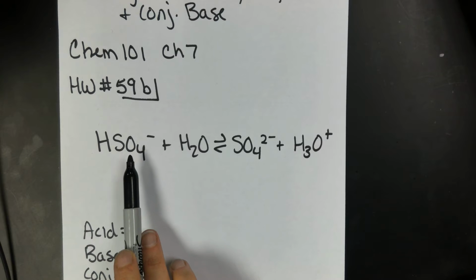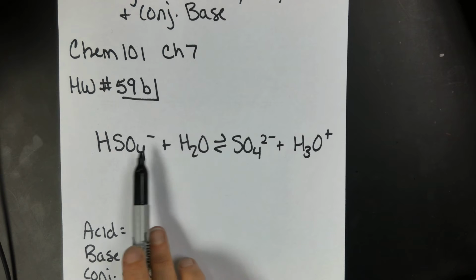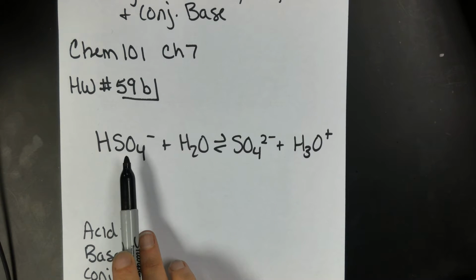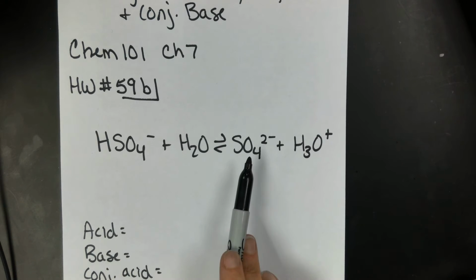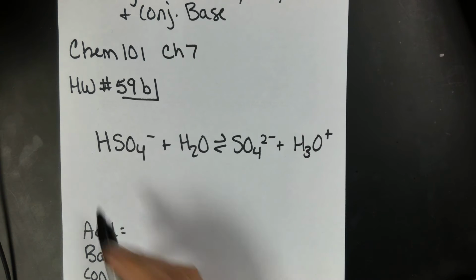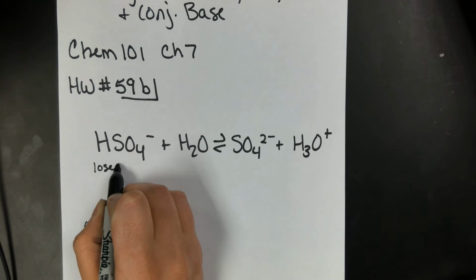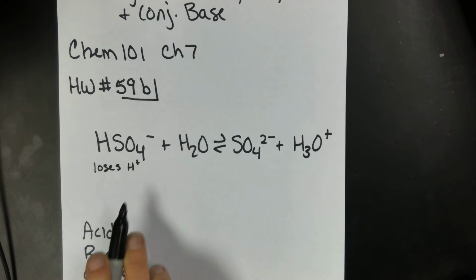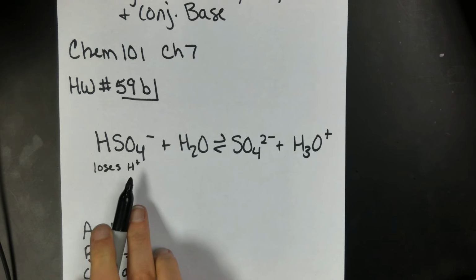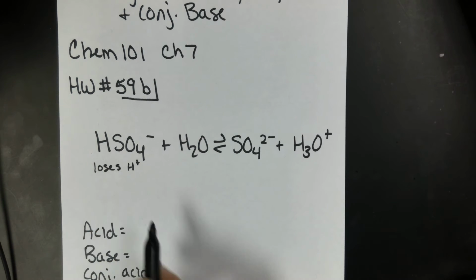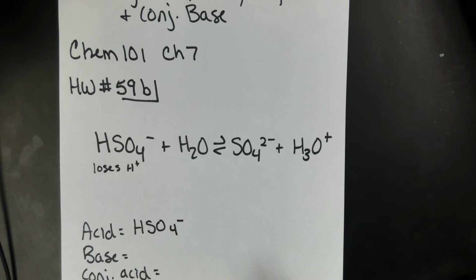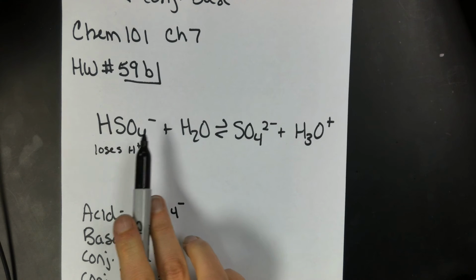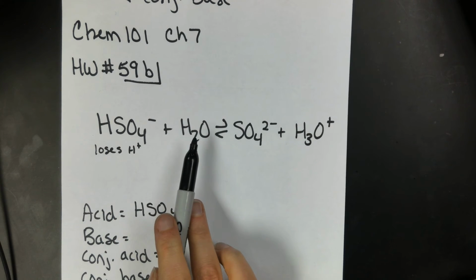What does this compound end up doing from the left side to the right? On its journey from the left side to the right, it ends up losing a hydrogen and becoming this. So since it loses an H+, what does that make it? It makes it an acid. So the HSO4 is the acid of the problem. So that must make this the base.